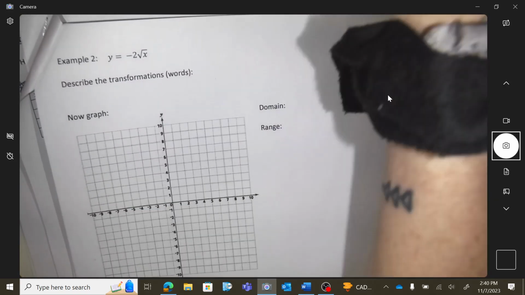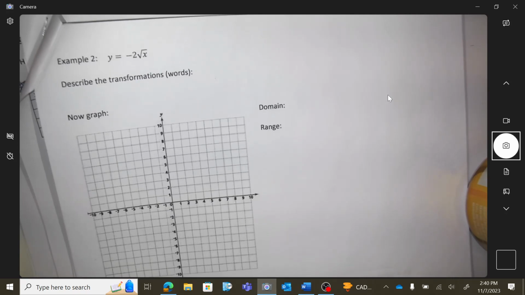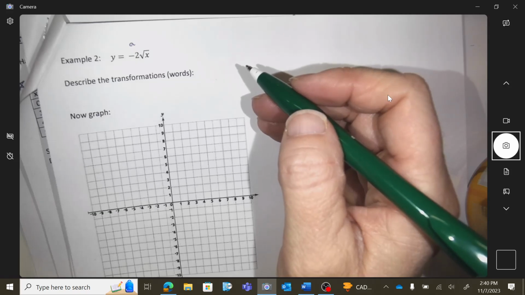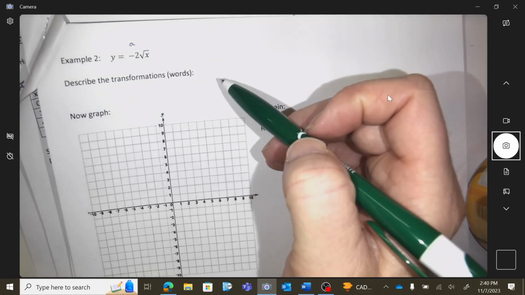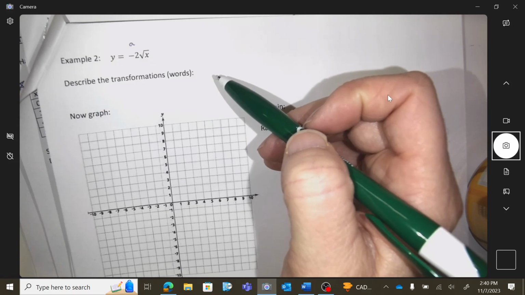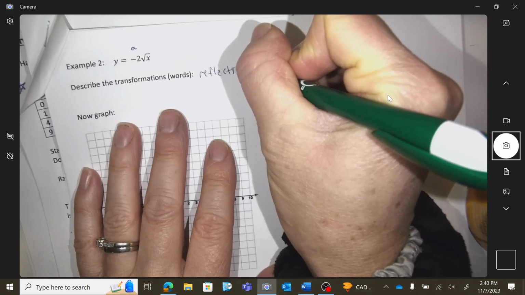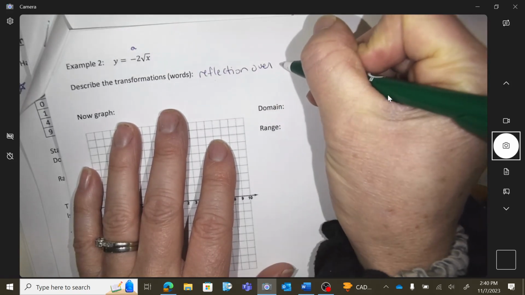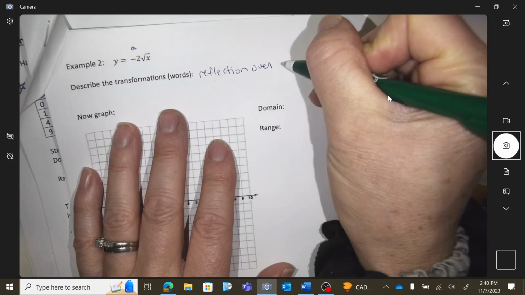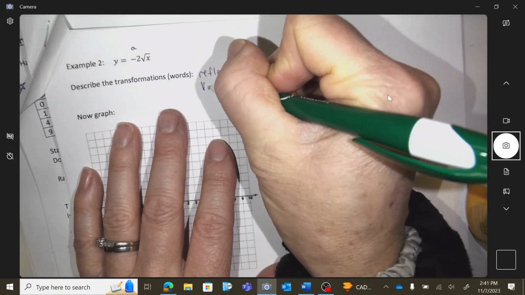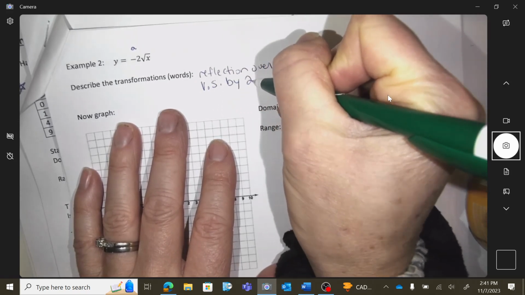Which letter do I have here? A, B, C, D. A. Okay. Describing the transformation in words, what is happening to our graph? There'd be a reflection over, which axis would you reflect? X-axis, and a vertical stretch by 2.